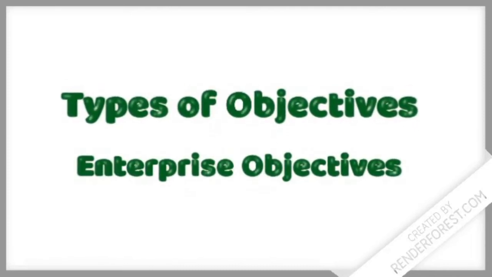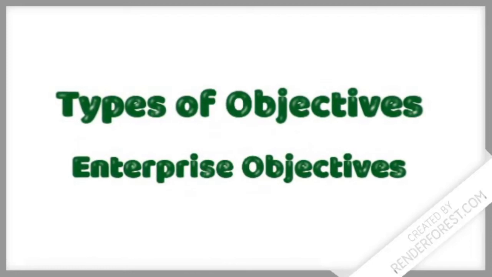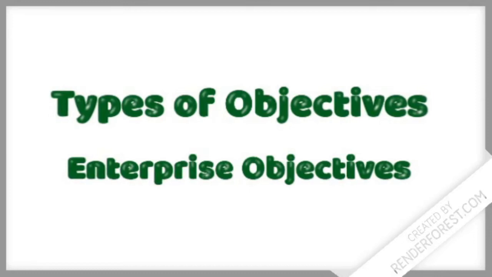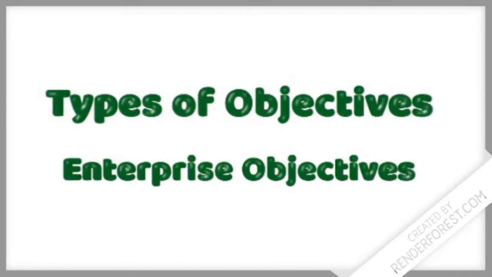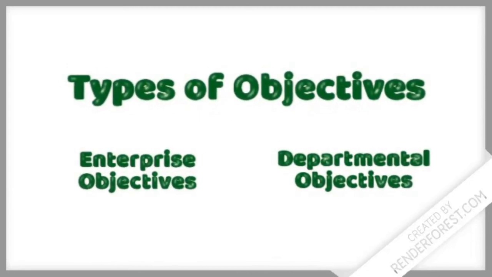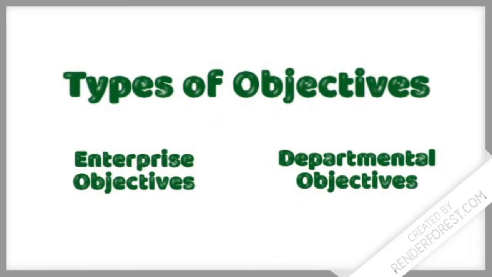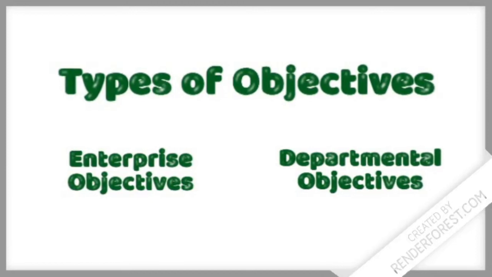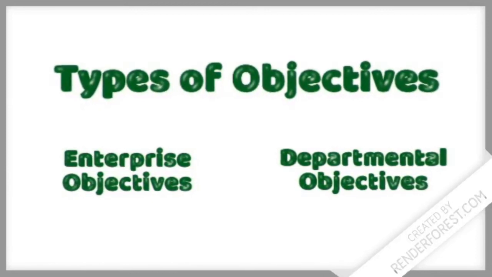Objectives can be classified into different categories, such as the enterprise objectives. These objectives are broad by nature and have a broader perspective, say, for example, increase profits. Another category is that of the departmental objectives, which are relatively more specific when compared to the enterprise objectives. Say, for example, the marketing department decides to increase sales by 9,000 units this September.